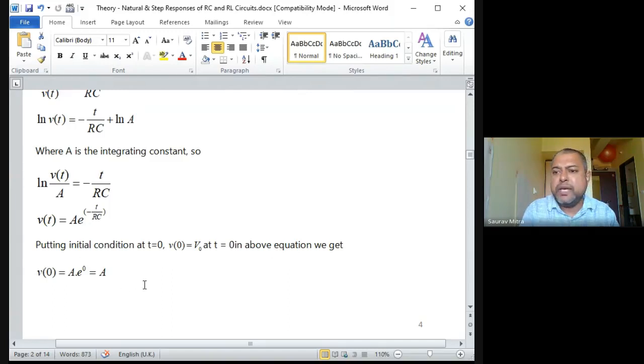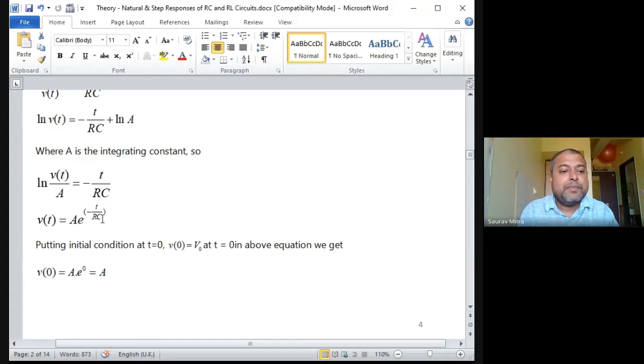So V0 is equal to A. Now as time goes by, that A will decay to 0 because the time constant in this case is R into C. So the RC circuit time constant is R into C, unit is second. The inductor RL circuit time constant is L by R, not R by L. Okay, so it is L by R in case of inductive circuit.